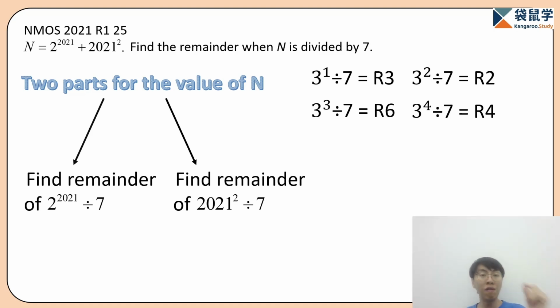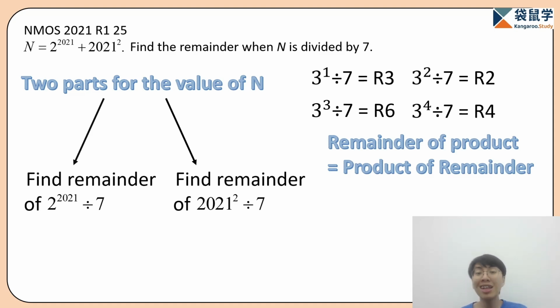So with that being said, the remainder of the product of numbers is just equal to the product of the remainders. With this information in mind, now let's jump to the question.